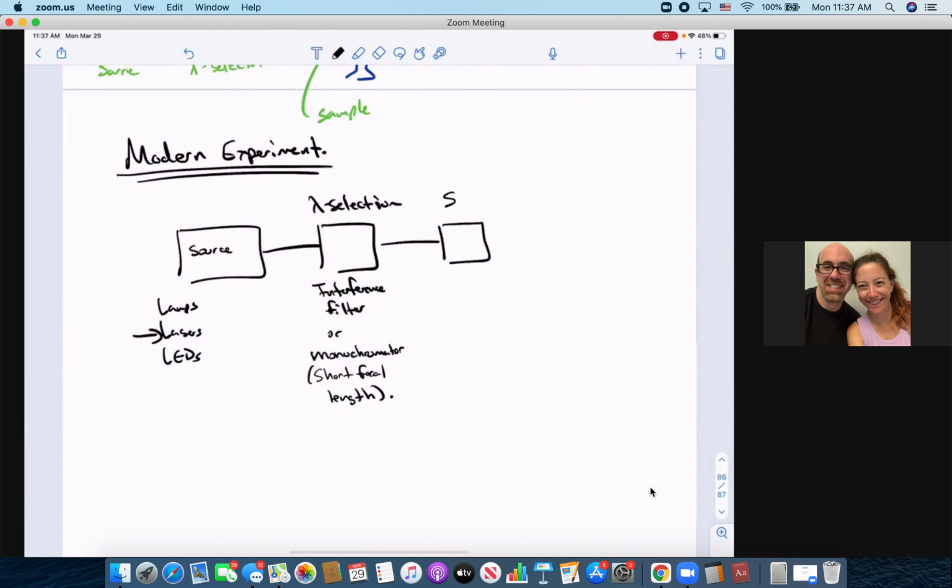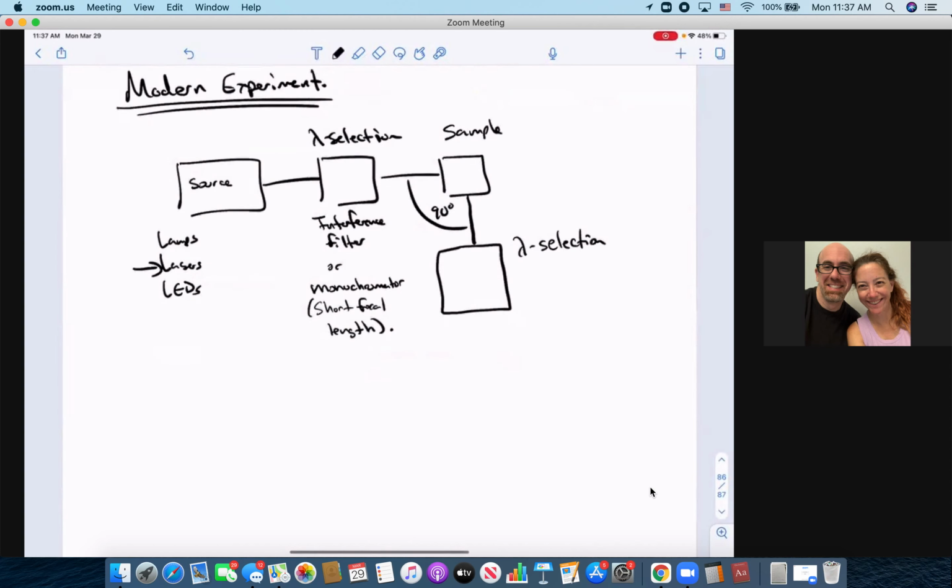Then I've got a sample, which is typically a cuvette, not always though. And unless you're doing microscopy, where you're taking images, which we do in my lab, we will measure at 90 degrees, right? And I'll tell you why in a minute. We have another wavelength selection, again, either an interference filter or a monochromator.